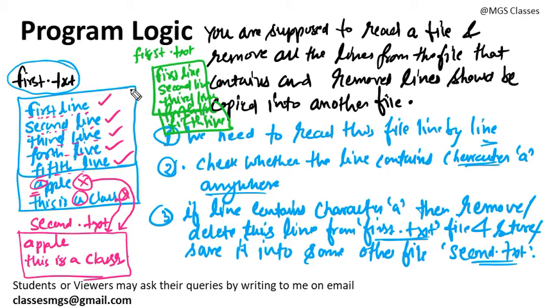So after running your program, all the lines that contain A should be removed and moved to this second.txt, and your first.txt should look like this. It should not have any line that has the A character. Okay, so this is the output needed. Okay, so let's try to solve this problem, and show you how to solve this problem.